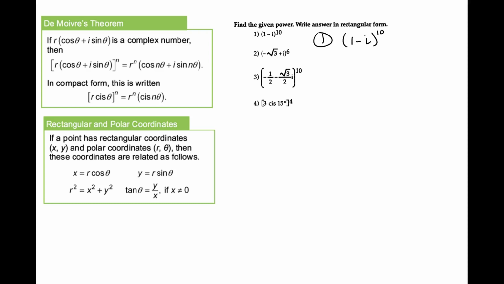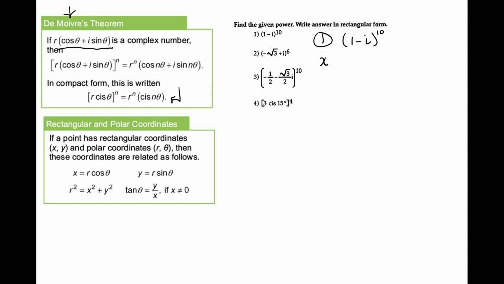Now, in order to figure this out, we first need to convert it to polar form. We need to get it to look something like this, r cis theta. We convert it to polar form so that then we can apply de Moivre's theorem, and applying de Moivre's theorem is a very simple process, with a very simple formula written there in compact form. First things first, let's convert from rectangular to polar form.